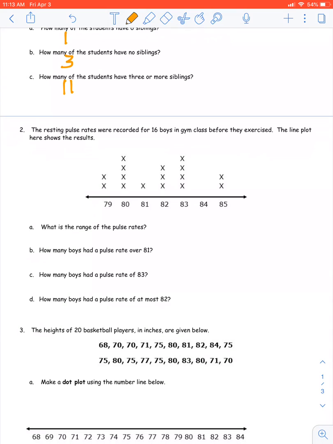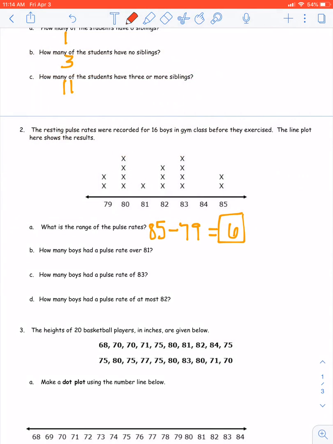All right, let's read another one. Number 2. This is a dot plot that shows the resting pulse rates that were recorded for 16 boys in the gym class before the exercise. So the line plot is shown. So what is the range of the pulse rate? So remember, range is highest minus lowest. So here's our highest number. Here's our lowest number. So 85 minus 79. Okay, so if we subtract that, we get 6. So that would be your range of numbers, the highest minus the lowest. Let me erase those so we don't get confused here.